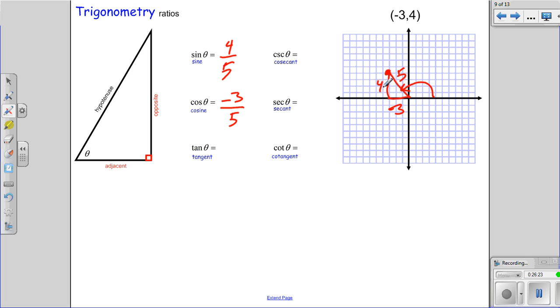Tangent is opposite over adjacent, so it's going to be 4 over -3. Now for the reciprocal functions over here, all we have to do is flip the fraction. Obviously if these were radicals, you would have to rationalize and the like, but we don't have that case here, so we just leave it like that. Those are the 6 different functions that we need to know, and I want to show a coordinate point problem so we can see how the negatives and positives work in that regard too.